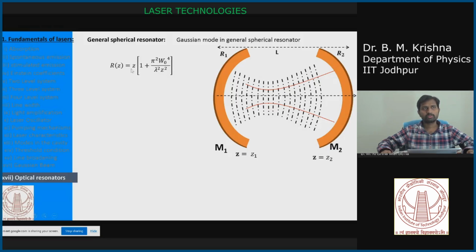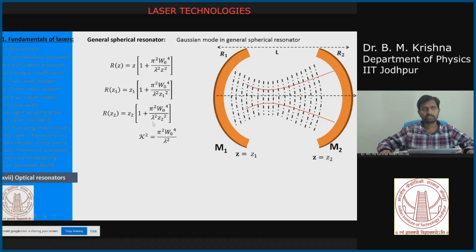Now your R of Z equals Z into 1 plus pi square omega naught power 4 by lambda square Z square. Similarly for R of Z1, we know this is R of Z, where Z is the position along the propagation direction of the laser beam. So R of Z1, you substitute Z1 instead of Z and you will get this expression. Similarly, the radius of curvature of the mirror M2, which is the same as the radius of curvature of the Gaussian mode at M2, is Z2 into 1 plus pi square omega naught power 4 by lambda square Z2 square. Now I am defining this term, pi square omega naught power 4 by lambda square, as k square.